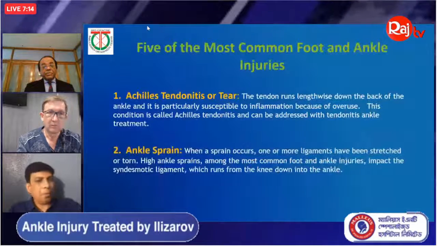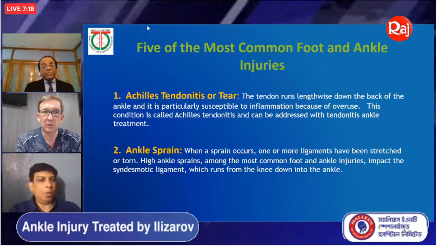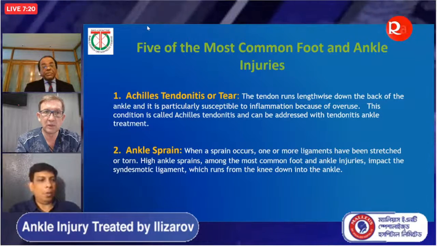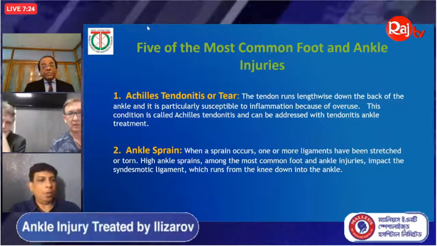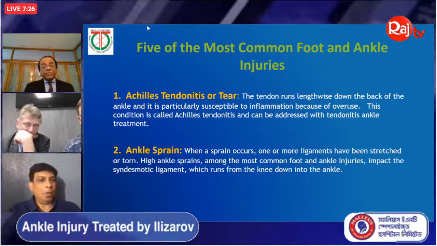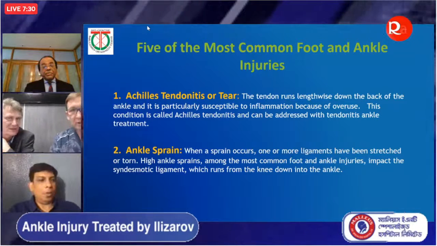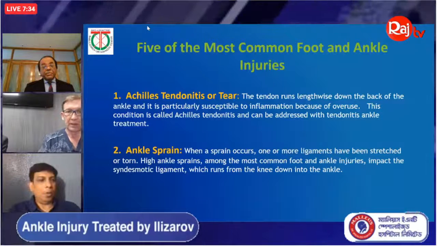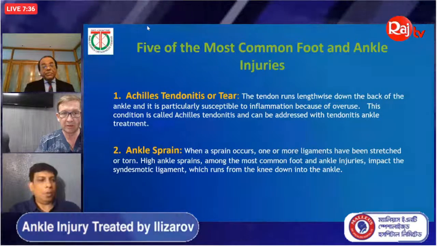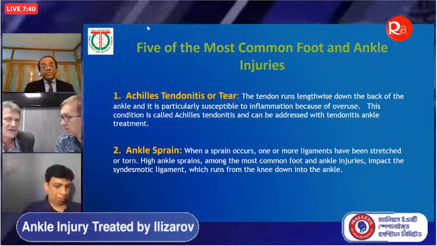And we should have to know the 5 most common foot and ankle injuries. Achilles tendonitis or tear. The tendon runs lengthwise down the back of the ankle and is particularly susceptible to inflammation because of overuse. This condition is called Achilles tendonitis and can be addressed with tendonitis ankle treatment.